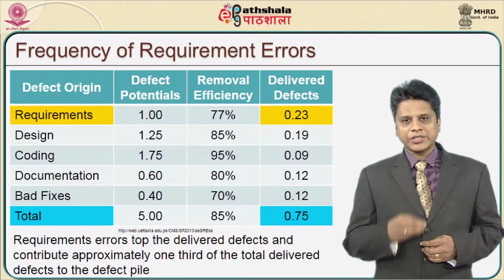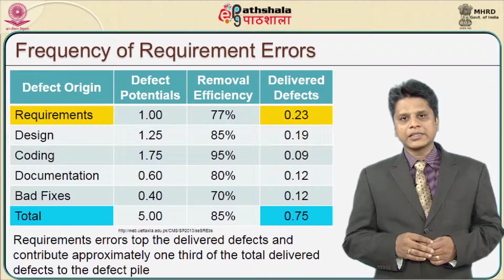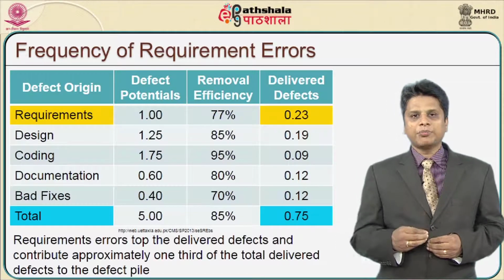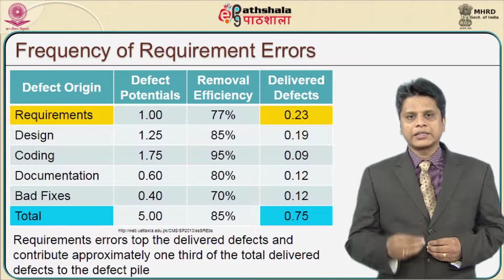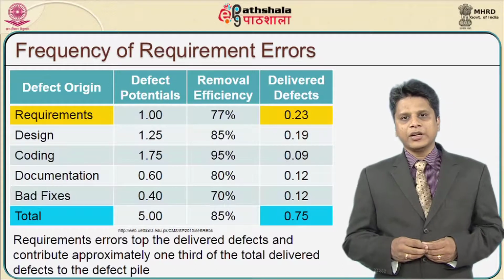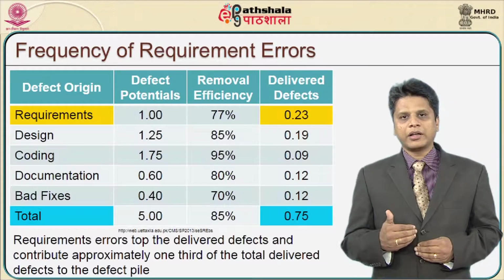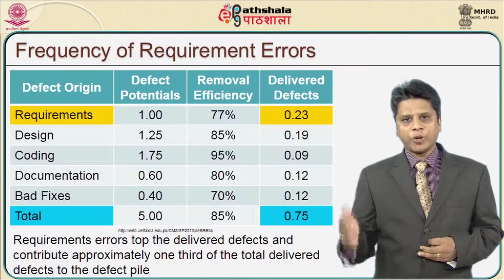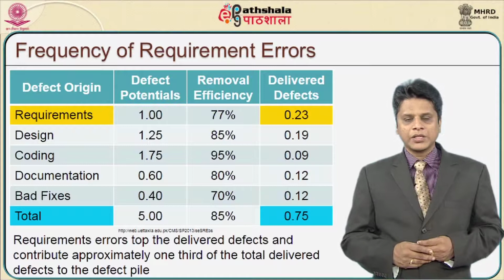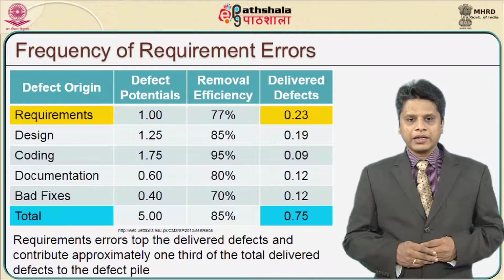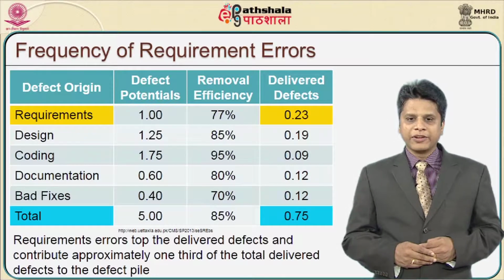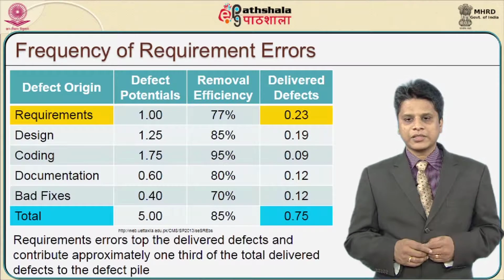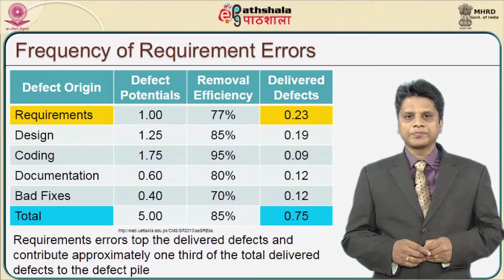So what we mean to say with this particular slide is, if it is identified very early that these are all the possible errors that can be very easily rectified so that this project might lead to a success, then it should be appropriately given a mention. So requirements errors top the delivered defects and contribute approximately 1/3 of the total delivered defects to the defect pile.